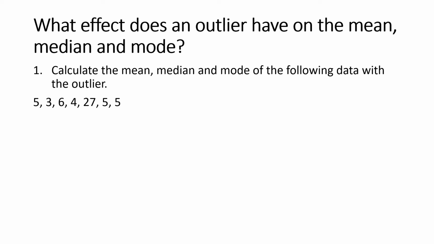So let's have a look at the effect an outlier has on the mean, median, and mode. Using the same example that we had on the previous slide, let's calculate the mean, median, and mode of the following data. Our data is 5, 3, 6, 4, 27, 5, and 5. Pause the video now and practice calculating the mean, median, and mode of this data set.